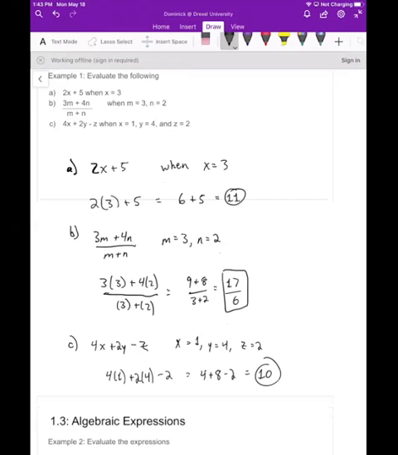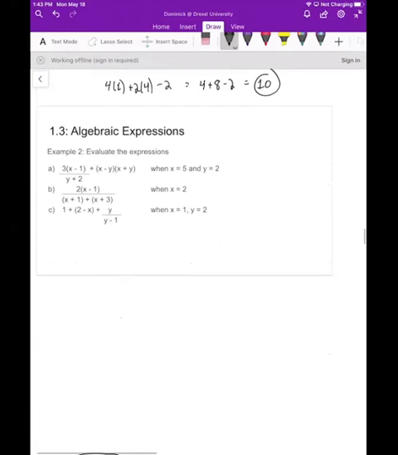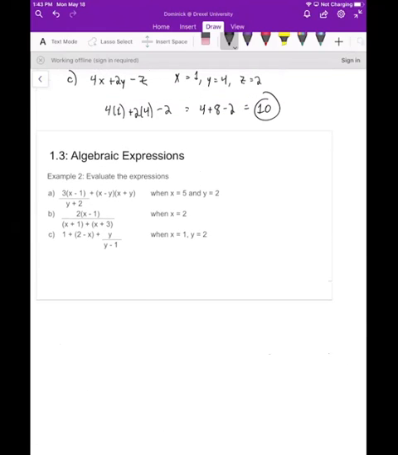All right, so that's what we mean when we're evaluating an algebraic expression. We're just going to plug in the values for variables that we have and see what comes out of it. Okay, let's look at a slightly more complicated example, and then that will be the end of this section.